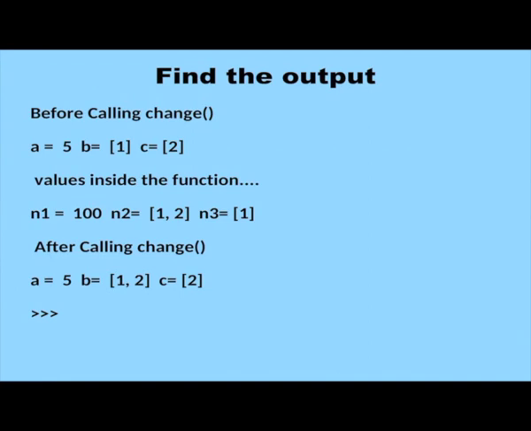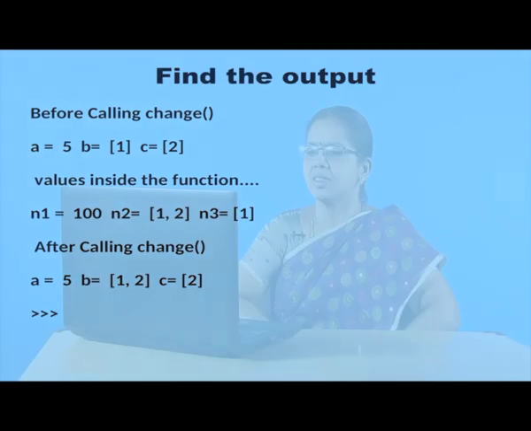You can see the output of the previous function. Before calling, a will be 5, b will be a list with 1, and c will be a list having 2. Values inside the function would be n1 is changed to 100, n2 a new list with the list 1, 2 is appended, and n3 a new list is created. After calling change in the main, a is still 5, but b changed to 1, 2 from 1, and c is assigned with a new list. I hope you can understand why we get these results.